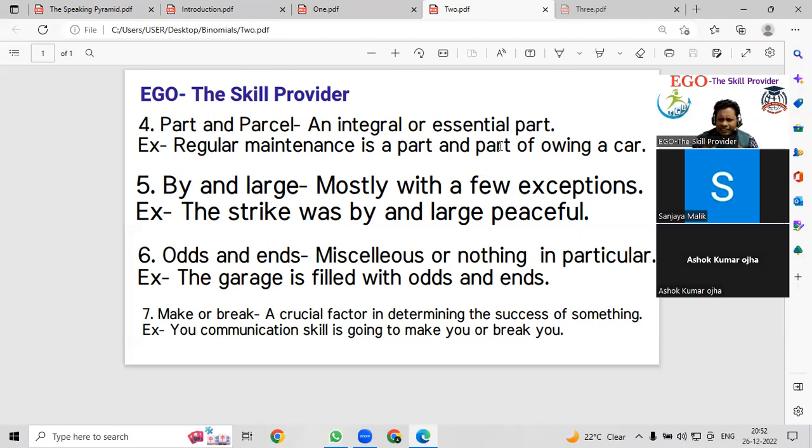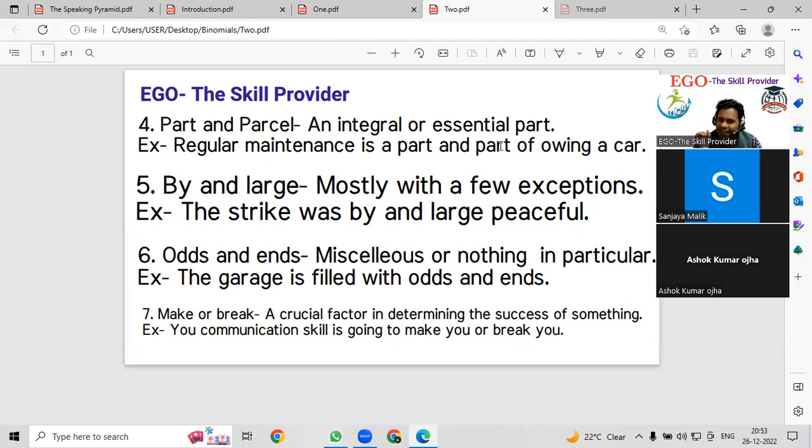Something called okay, fine, it's okay. Like when we ask your son or daughter, have you studied everything? You say yes, approximately 99% I have studied, 1% I can manage, so you will say by and large. So it's not like that he has completely done that. By and large means mostly with a few exceptions, maybe. Let me give one example. Look, the strike was by and large peaceful.